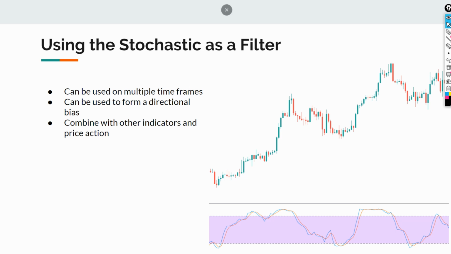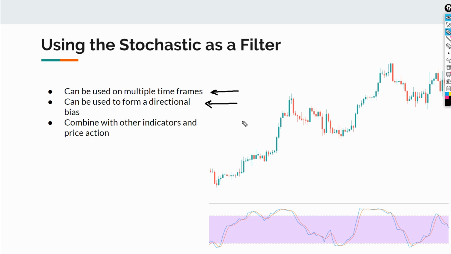Another way you can use it is with multiple time frames. So for example, if we're trading the 1 hour chart, but then we use the 4 hour chart reading using the stochastic, that could give us a directional bias on which way we would like to trade the market. So if the stochastic is printing that we are oversold on the 4 hour chart and we're looking for bullish opportunities on the 1 hour chart, we can use the stochastic in that sort of way.